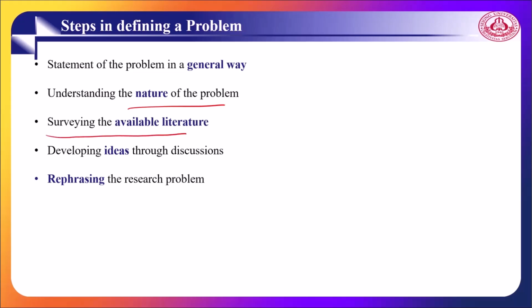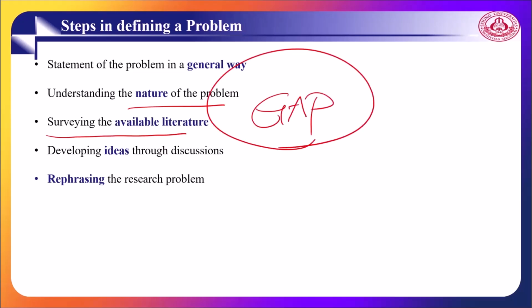Then we survey the available literature. We conduct a thorough review of existing research related to the problem. In this way, we can identify previous findings, theoretical frameworks, and it also helps us to find the gap in the existing knowledge. This gap is very important. This is what we are going to work on.